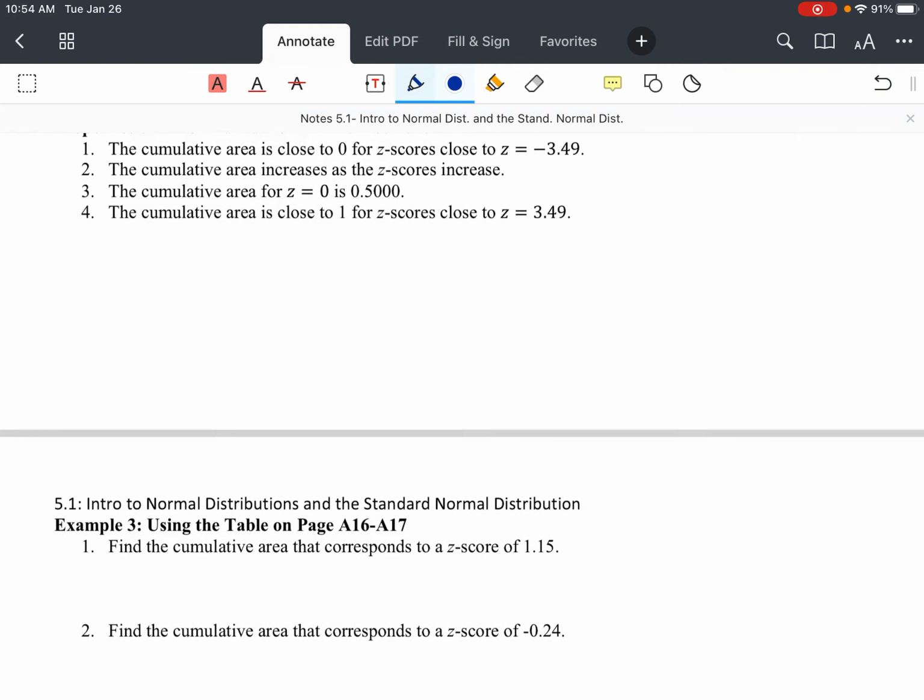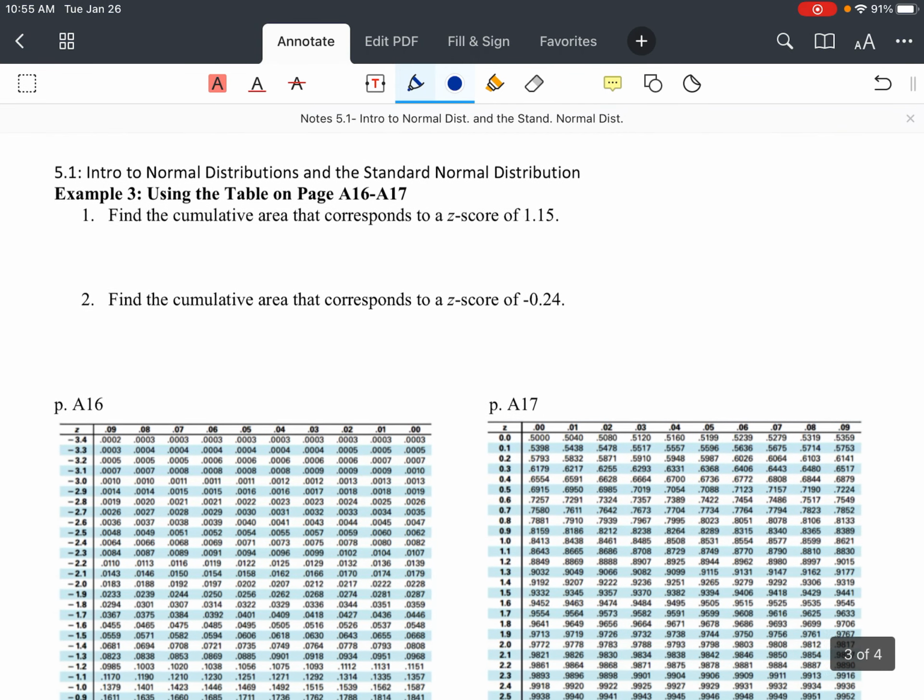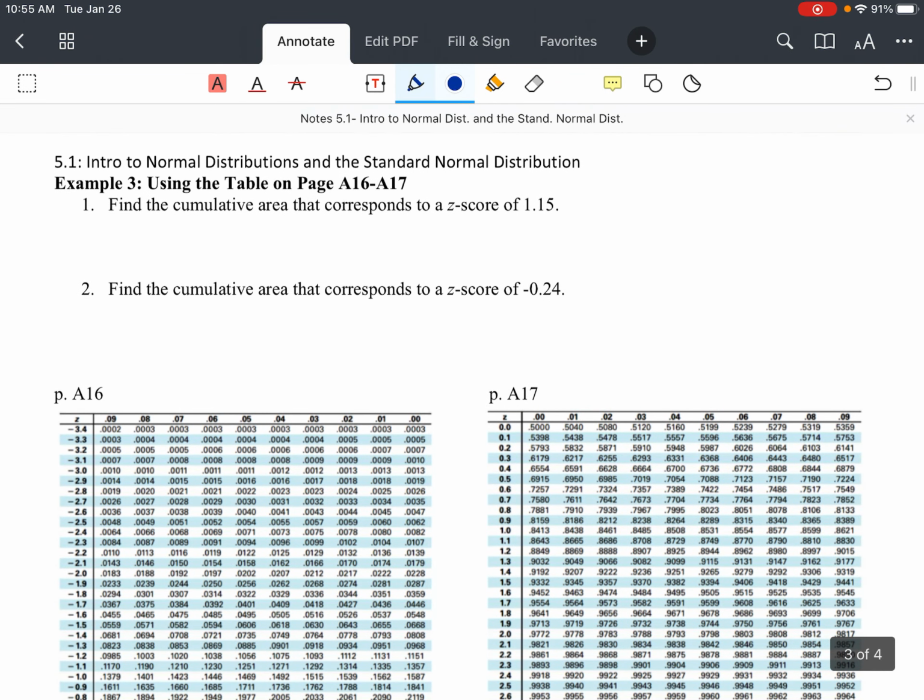And then the cumulative area for z equals 0 is 50%. In other words, because this is the average, that means that the area behind the average makes up 50% of our total area.